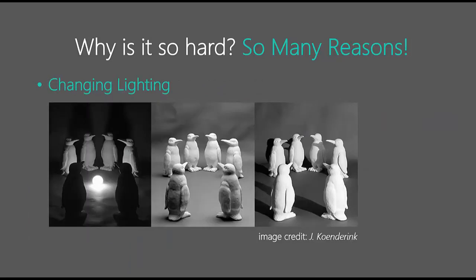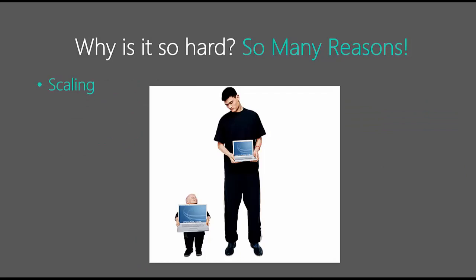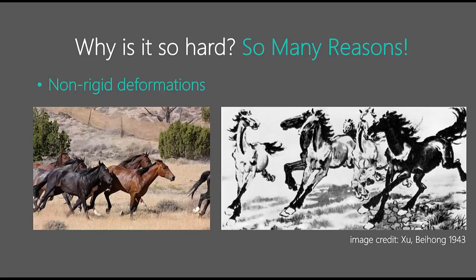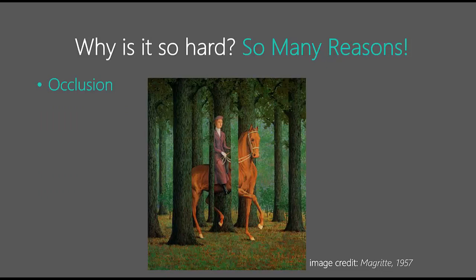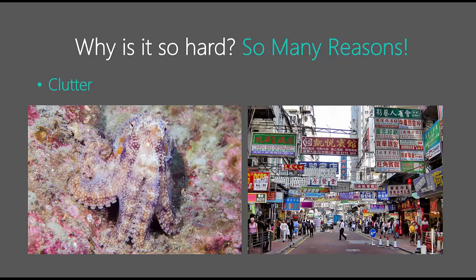What about changing lighting conditions? Scaling issues? Non-rigid deformations. This basically means that an object like a horse looks different according to how it moves itself. Occlusion. Occlusion is basically partially blocked or obstructed images. Background clutter. Generally, this image here is an octopus that's camouflaging itself into these rocks quite well.